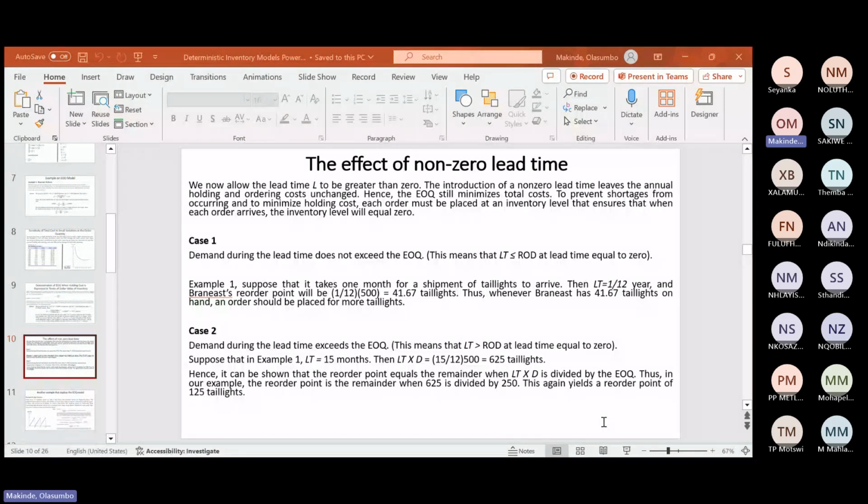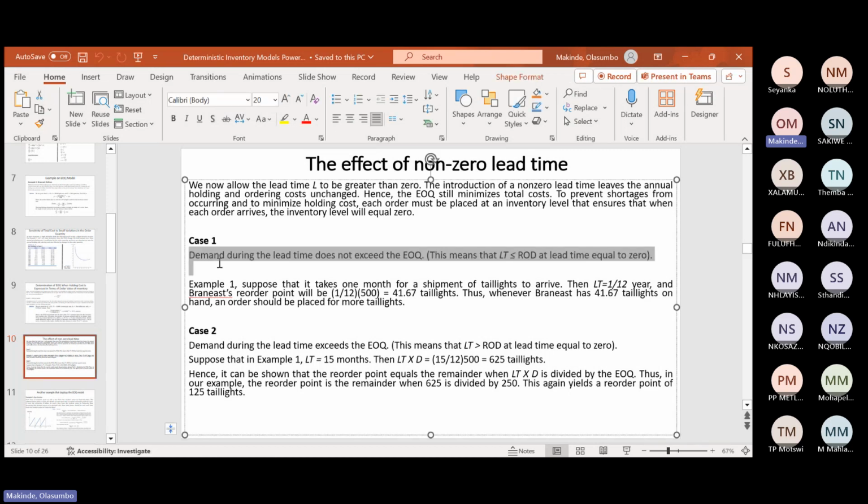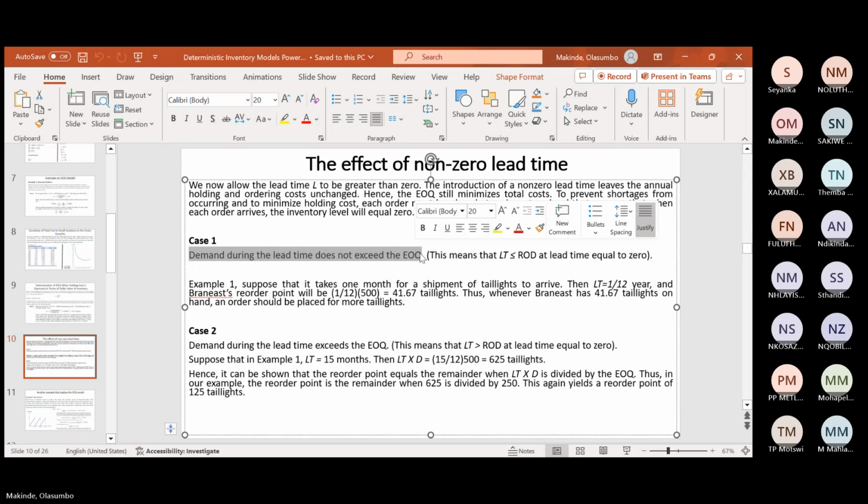And we have two cases. How do we modify this formula to speak to the two cases? I will show you. So what are these two cases? We can have a case where the demand during the lead time does not exceed the EOQ. That is one case.